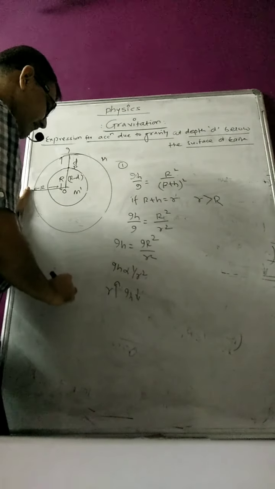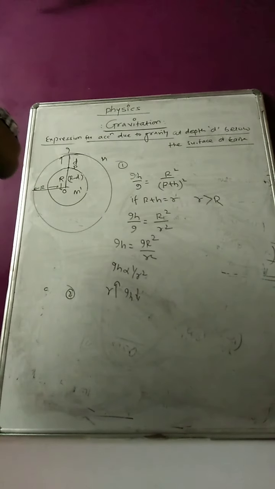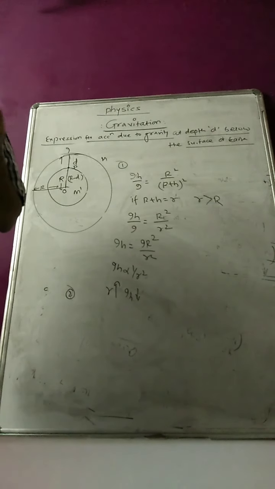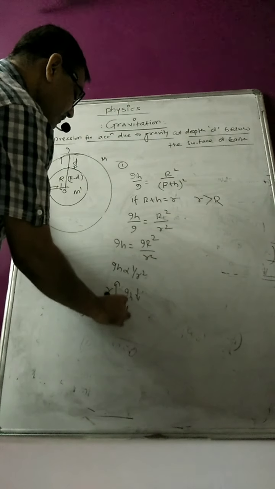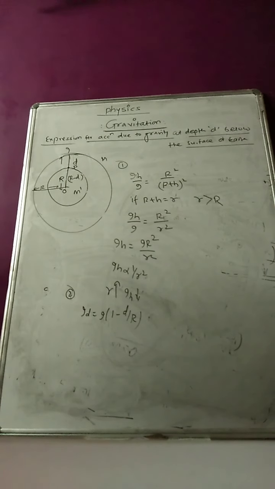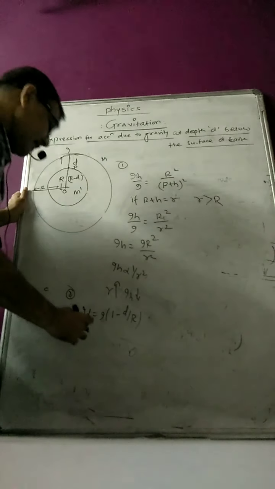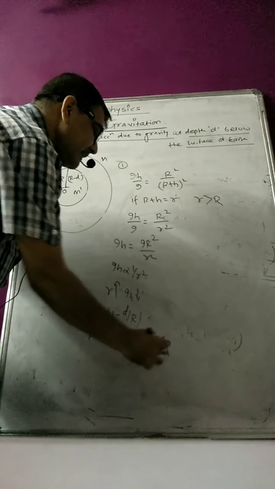And the second condition, at the depth, the expression for the depth will be gd upon g is equal to gd upon g, as gd is equal to g minus acceleration due to gravity at the surface of earth, which will be 1 minus d by r. So that is your expression. And if I say capital R is equal to r plus d, it means r is less than capital R.